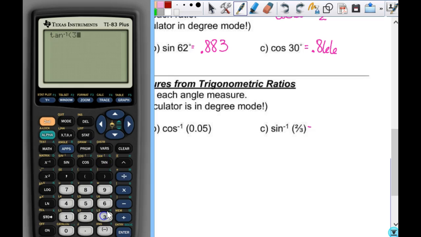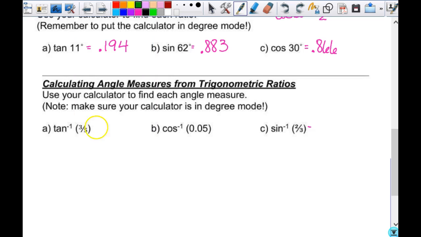Tangent inverse of 3/5. There we go. 30.964. That make more sense? Okay. This one is still the same though, 87.134. And then what do you get for sine inverse of 2/3? 20, what is it? 810? Okay, there you go.